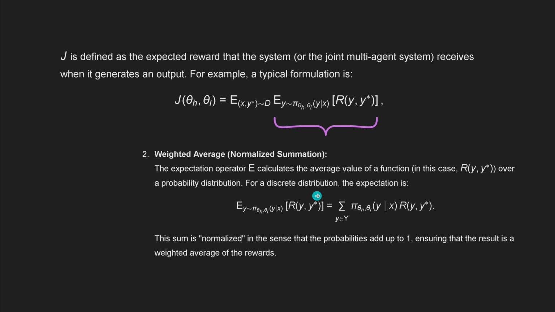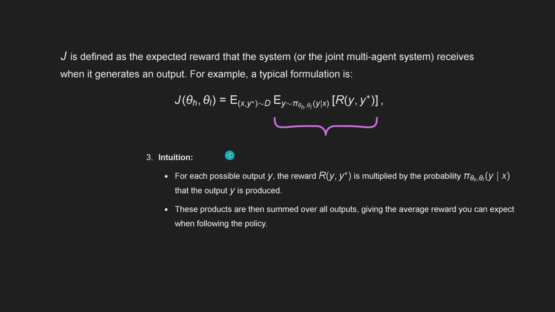So for a discrete distribution, the expectation is therefore simply this sum of y over all capital Y, element of all capital Y's here, of exactly here our pi theta high, theta low, input x, output y of the reward. So this sum, if you want, normalized now in a sense that the probabilities all add up to 1, ensuring that the result is a weighted average of the rewards. And this is exactly what we wanted for, if you want, the inner expectation.